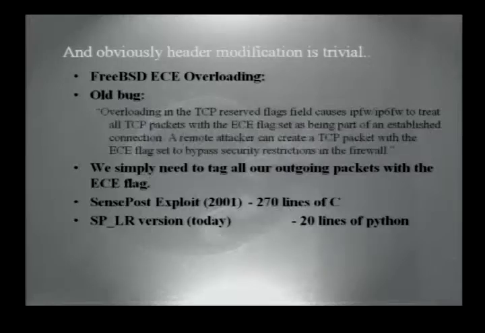FreeBSD had this problem where, if they had any firewall rule set installed that made use of an any established except, and your packets had the ECE flag and the ECW flag tagged on, packets would sail through the firewall. Just out of interest, SensePost released an exploit for this in 2001. It took 270 lines of C to make it happen. Using SPLR, it takes 20 lines of Python, 4 of them are comments.